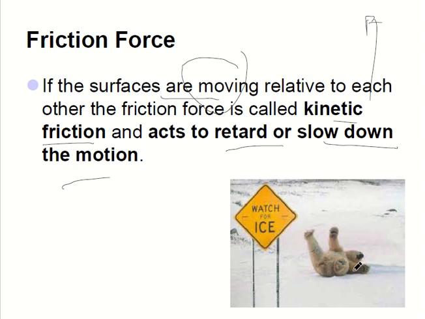So if the surfaces are moving relative to each other, the friction force can produce a motion. So now the bear is in motion, because we have surfaces that are moving relative to each other, and we call that type of friction kinetic friction. This bear is still in motion, so that type of friction will either retard or slow down the motion.